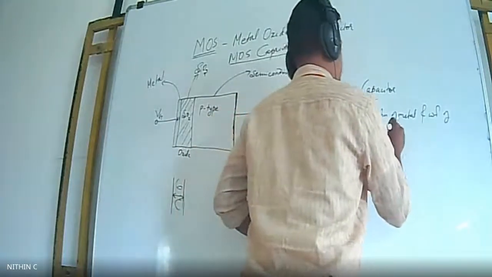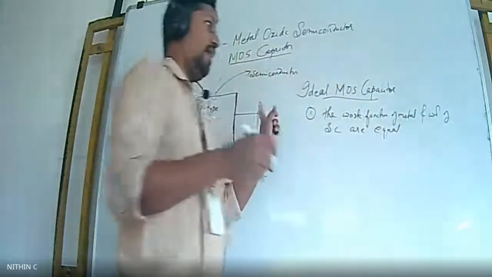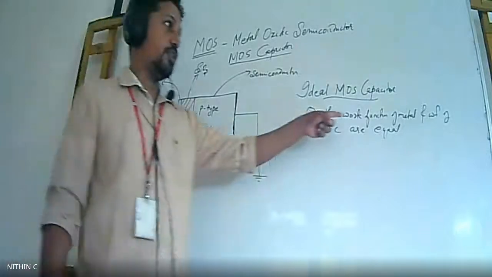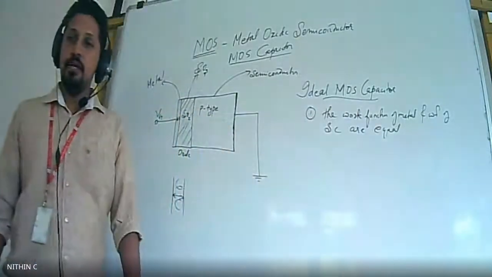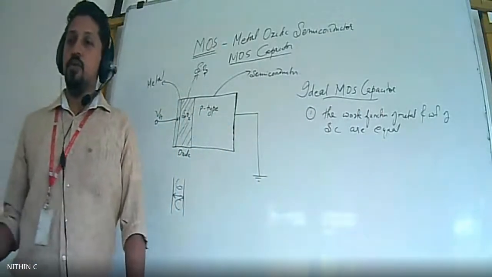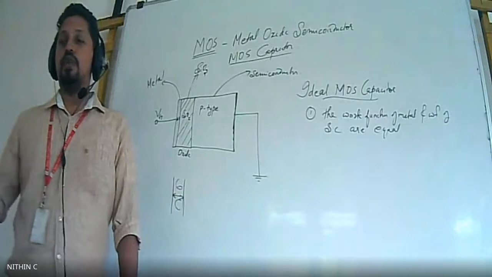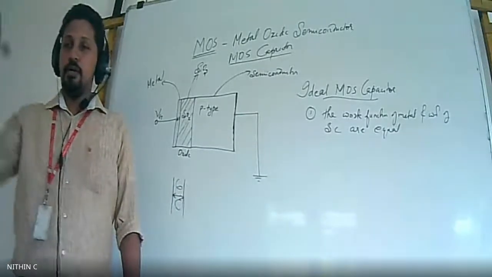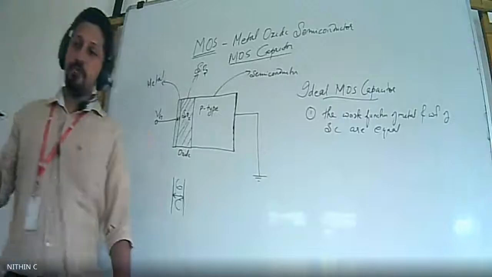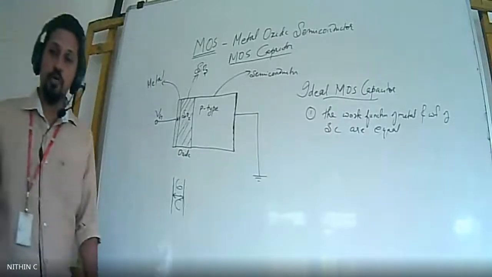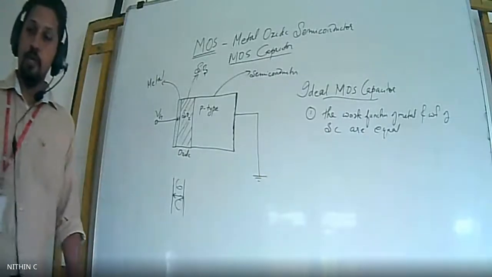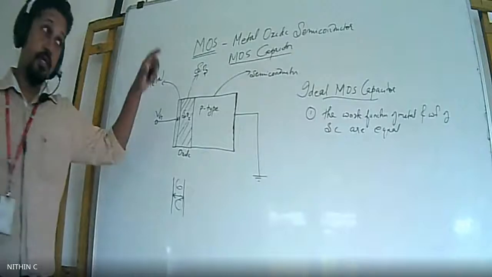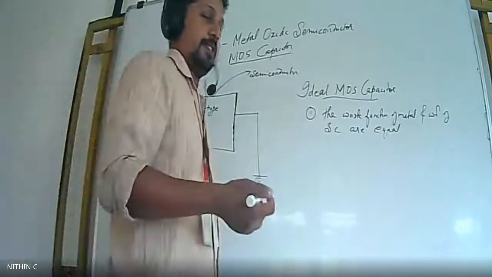First point, a MOS capacitor is said to be an ideal one if the work function of metal and semiconductor are equal. What is the work function of metal? The energy required to transfer or move an electron from the Fermi level of the metal to the vacuum level. The amount of work to be done in order to move an electron from the Fermi level of the metal to the vacuum level is called the work function of metal.